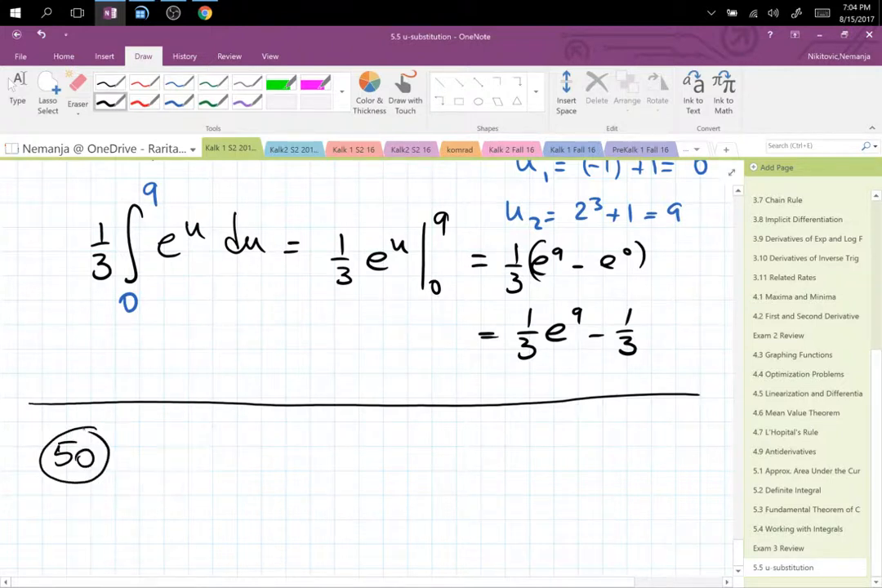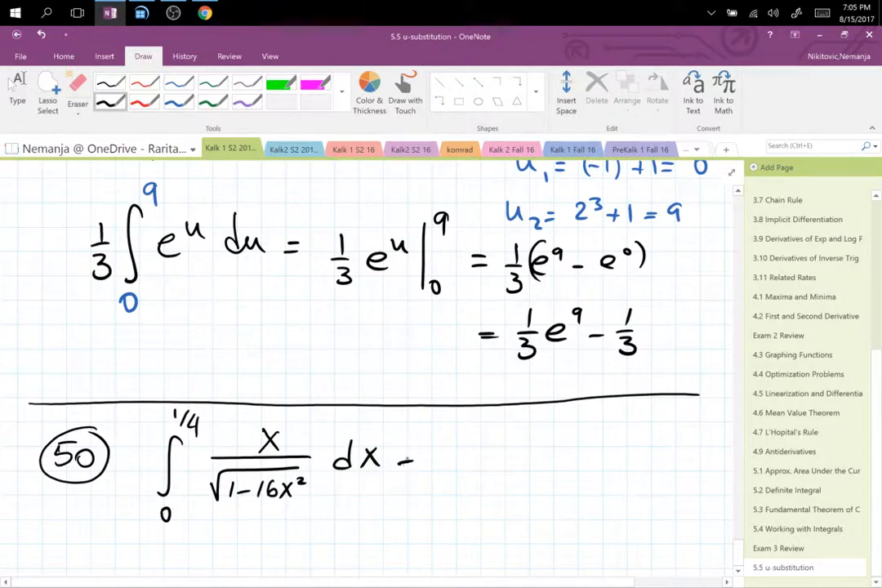I don't want to call this grand finale, but it's out there. Integral from 0 to 1/4 of x divided by the square root of 1 minus 16x squared dx.